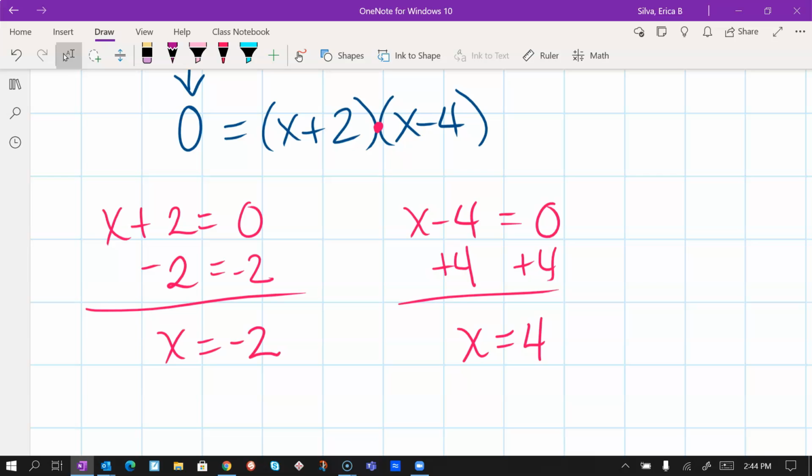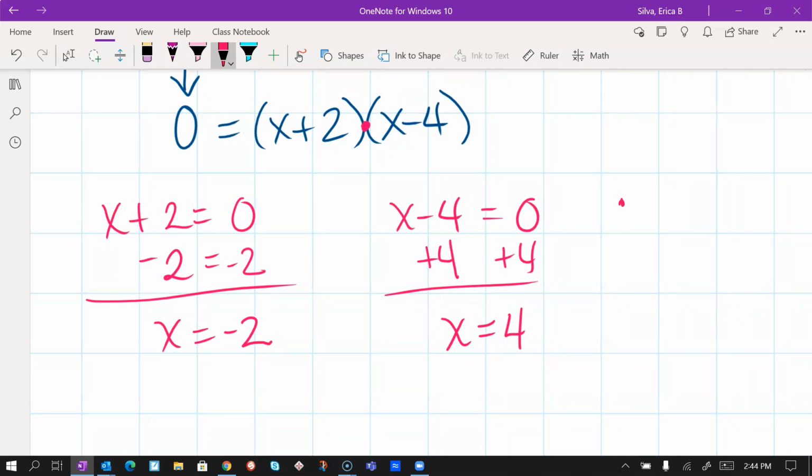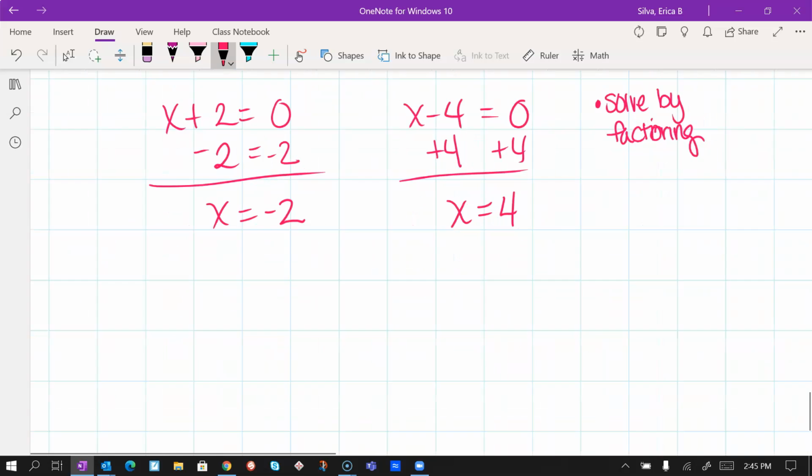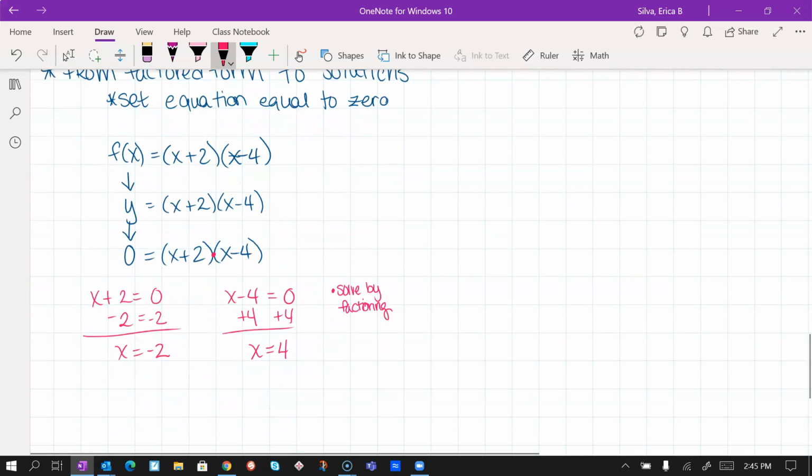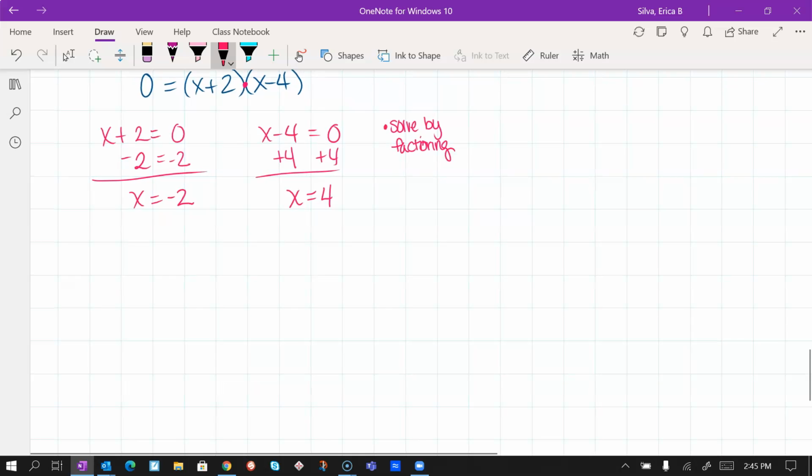All right, any questions? So this is just a little solve by factoring. Yes. Sure. And again, we'll do that again on Wednesday, or we'll do more of those on Wednesday.